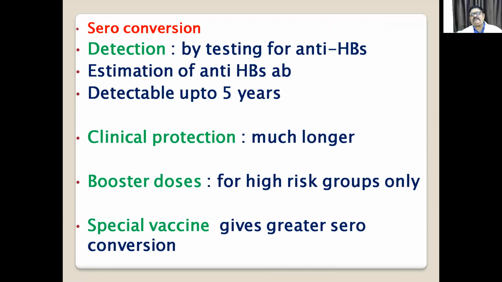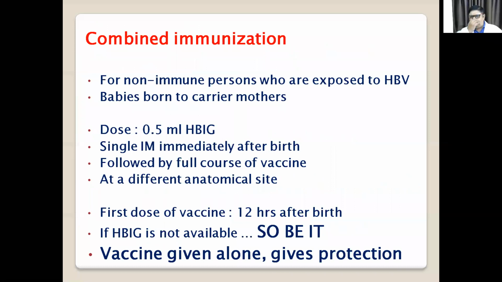Clinical protection is much longer than 5 years, but serologically it is detectable up to 5 years, the anti-HBs antibody. Booster doses for high-risk groups, the healthcare workers, all the healthcare professionals should receive a booster once in 5 years. And the special vaccine, with the pre-S and hepatitis B surface antigen and pre-S2, all these things that are there, is giving rise to a better seroconversion rate.